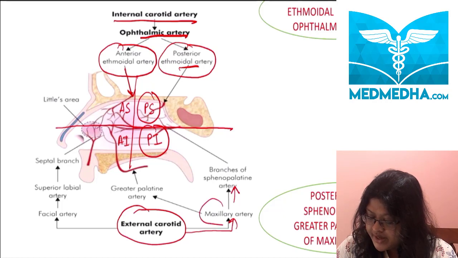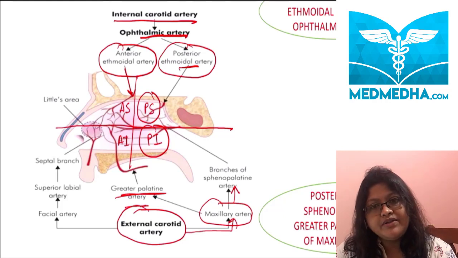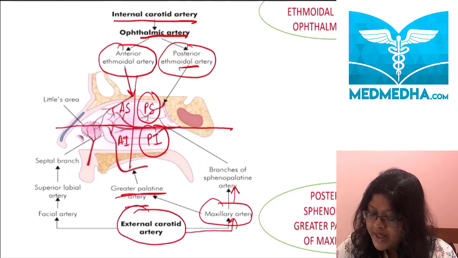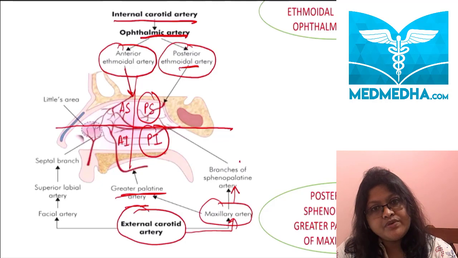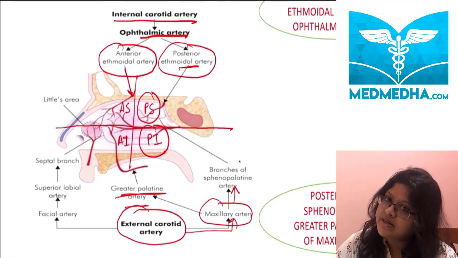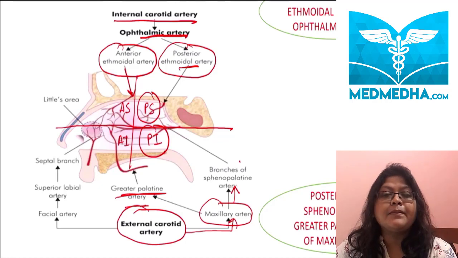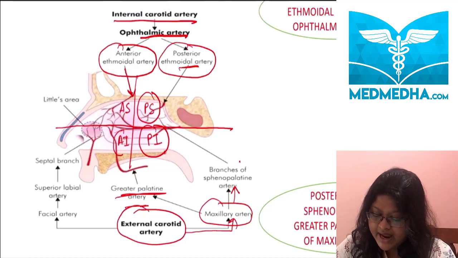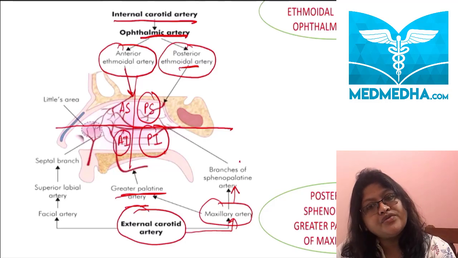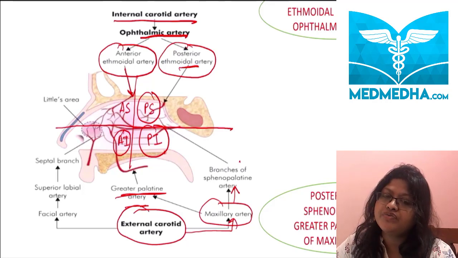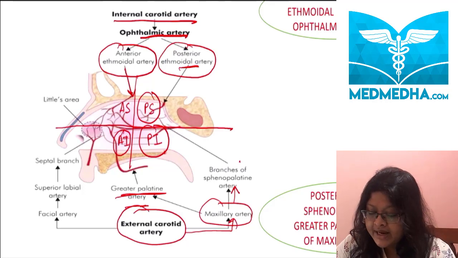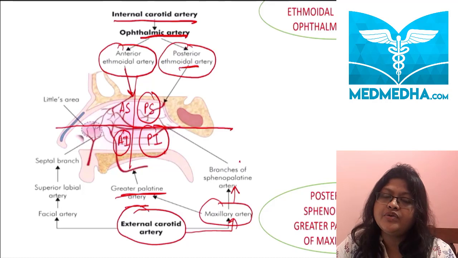Again, another branch of this maxillary artery is the greater palatine artery, which is supplying the antero-inferior part. So, sphenopalatine artery supplying the posterior-inferior part, branch of external carotid, because it's a sub-branch of maxillary. Greater palatine artery, which is supplying the antero-inferior part, branch of external carotid, sub-branch of the maxillary.